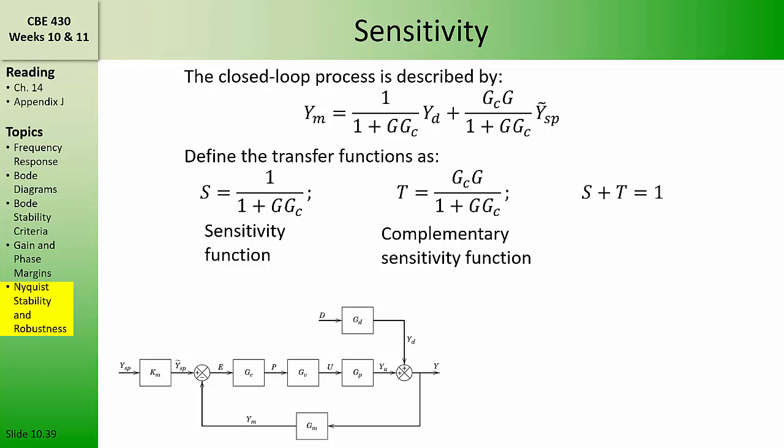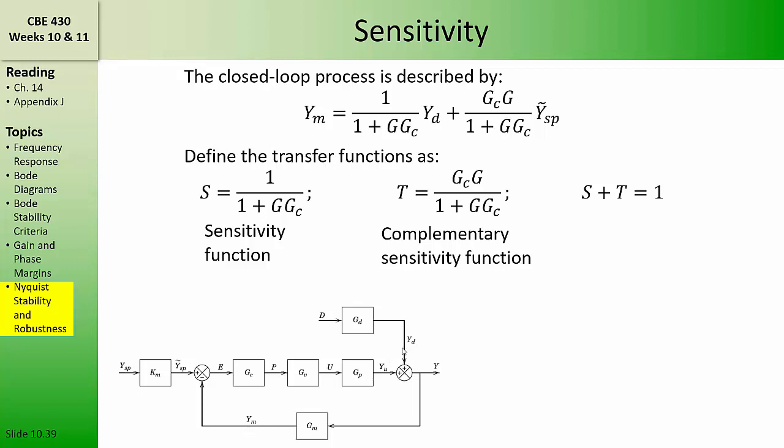In this video, we will extend our Nyquist stability analysis by introducing two new functions called the sensitivity function and the complementary sensitivity function. To understand them, consider this standard feedback control loop block diagram, where now, instead of the output being our controlled variable y, we're going to say our output is its measured value, y sub m.